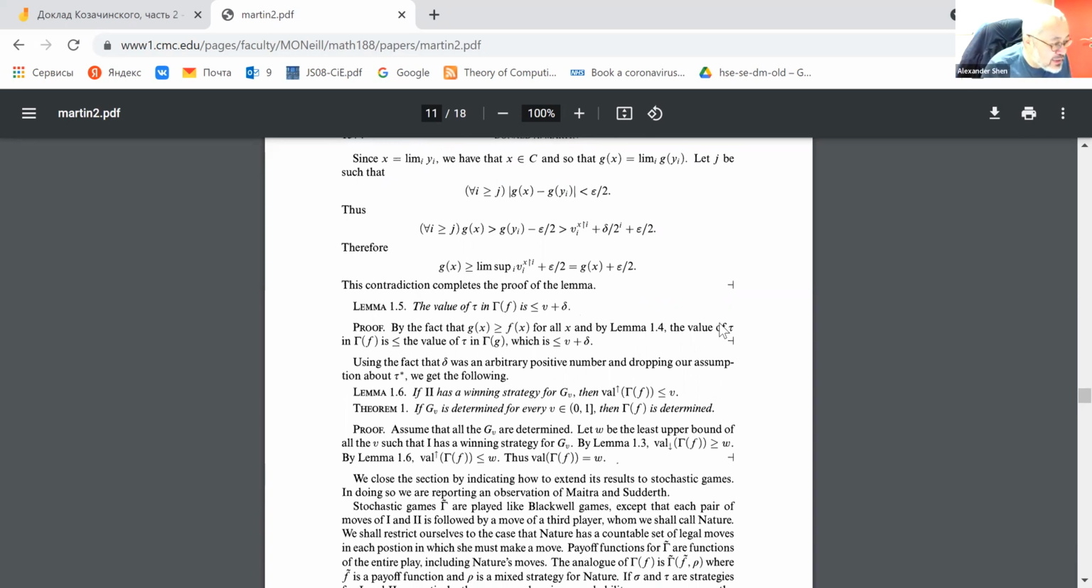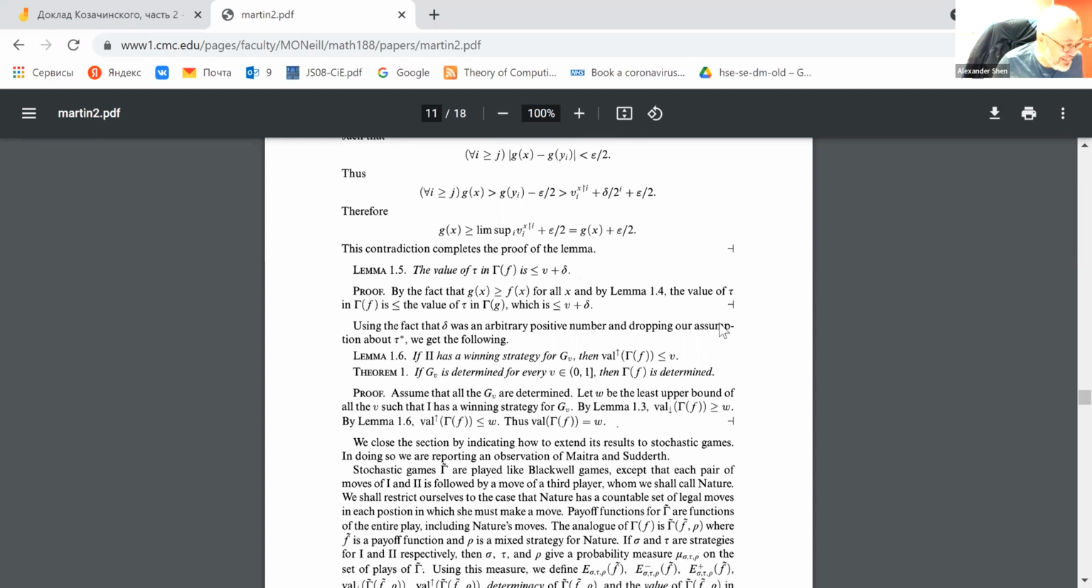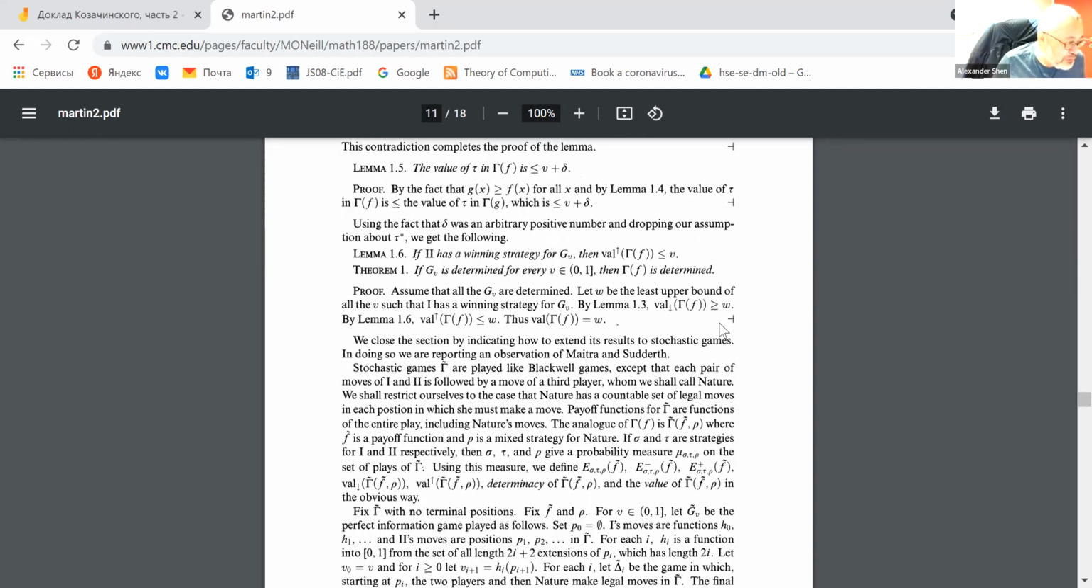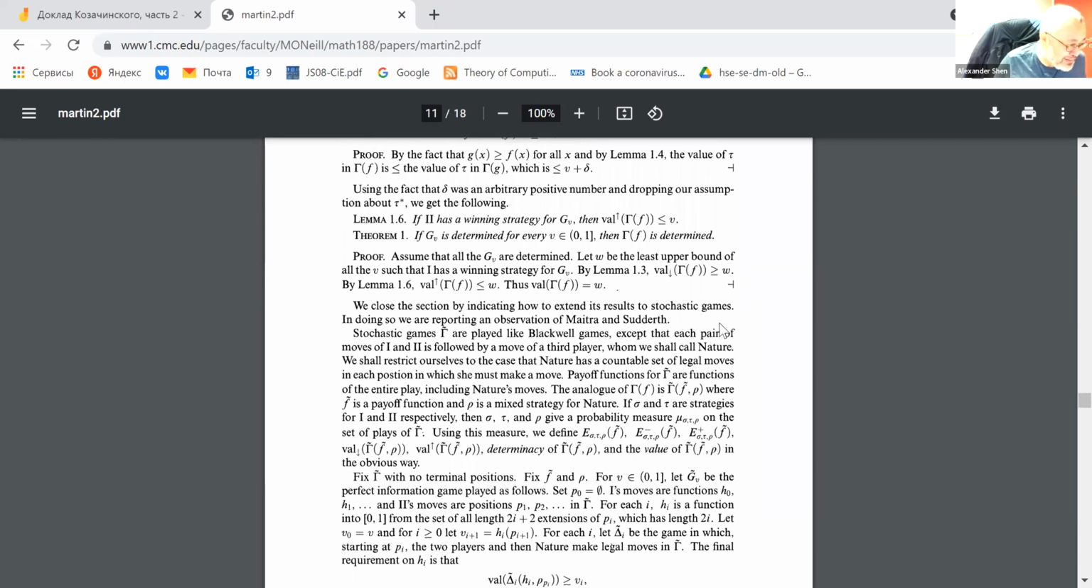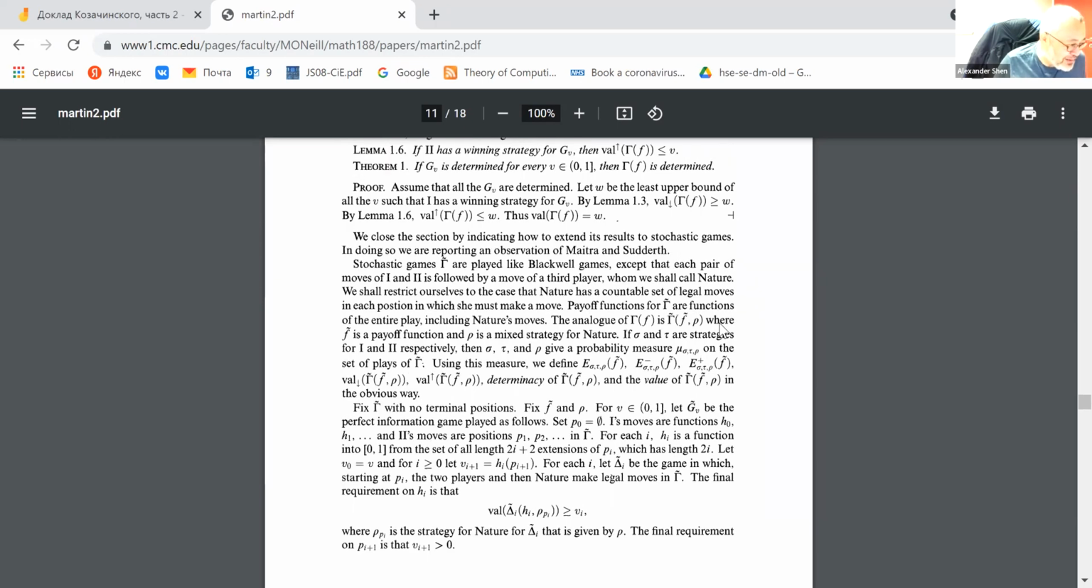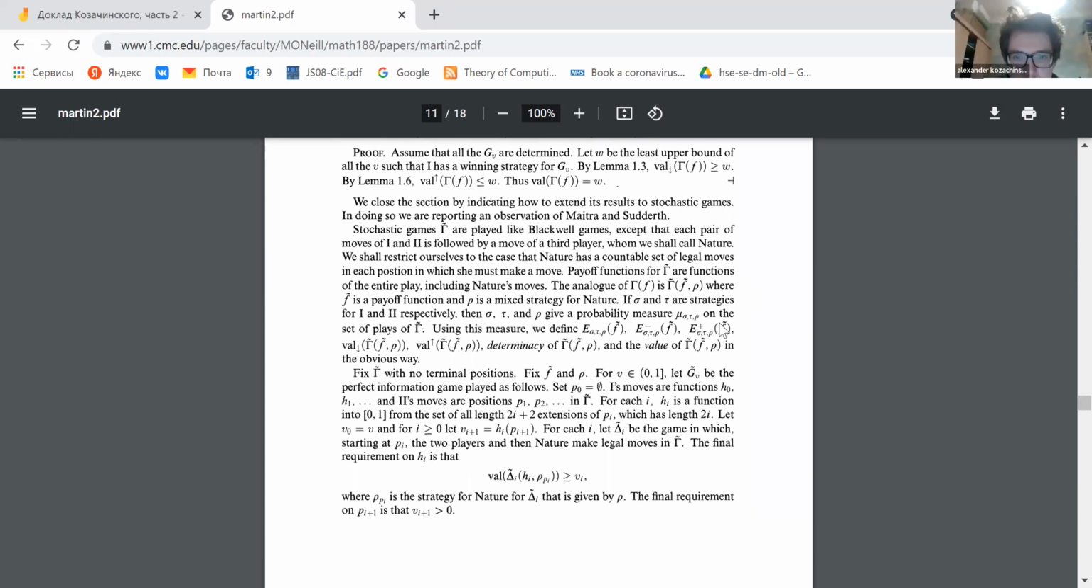How do we extend its result to stochastic games? That's exactly what I was asking. And who are these Matra and Sudarth? They are on your screen. We're reporting an observation of Matra and Sudarth. Who are they? I don't know. But what did they observe, at least? I'm not ready to answer this yet.